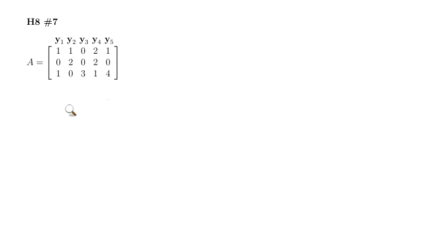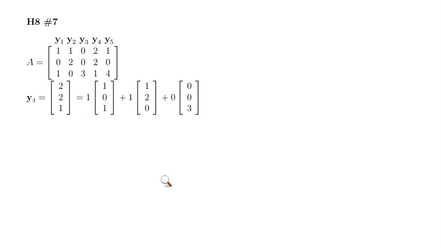All right, then what we want to do first is construct a V4 and a V5. We're going to take the fourth column, so y4, which is 2, 2, 1. And then we're going to write this as a linear combination of y1, y2, y3. Those are the basis vectors of the column space, so we should be able to find the linear combination. You can take 1 y1 plus 1 y2 plus 0 y3.